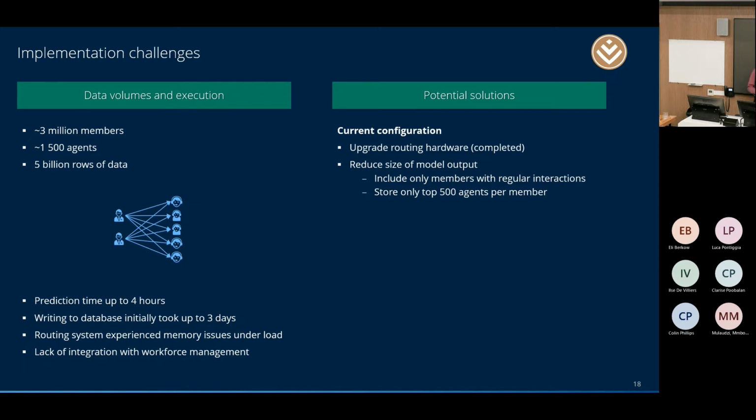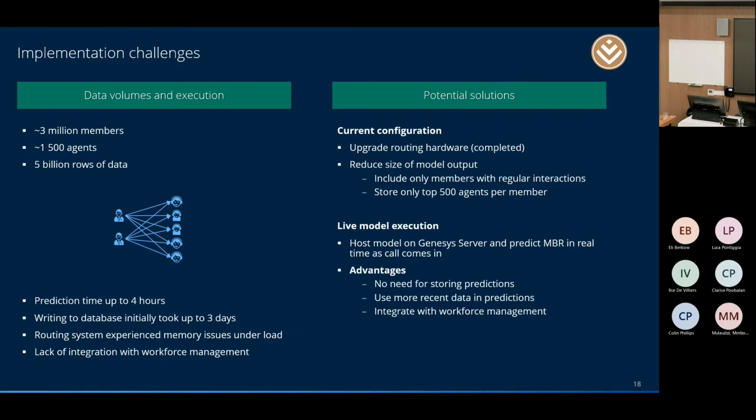So that's one configuration. But another possibility is what we call live model execution. This would be to host this affinity matching model on what we can call the Genesis server, and we predict the MBR in real time as the call comes in. The advantage is there's no need for storing any predictions, so you're not even having to store 1 million rows. You can use much more recent data in the predictions, because currently the configuration would be to predict on a weekly basis only. And we can integrate with this workforce management, so we can only consider the agents at the very time of the call that are available and of the right skill.